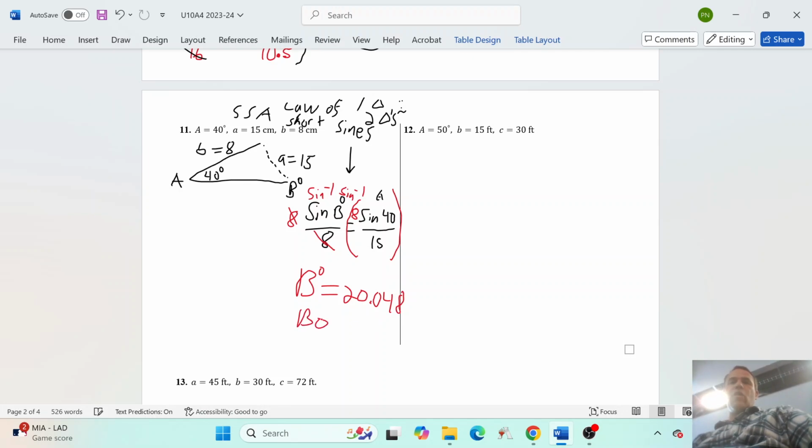So now that we know that the angle B is equal to 20 degrees, now we can swing that leg over. So if that's 20, then this is 20.